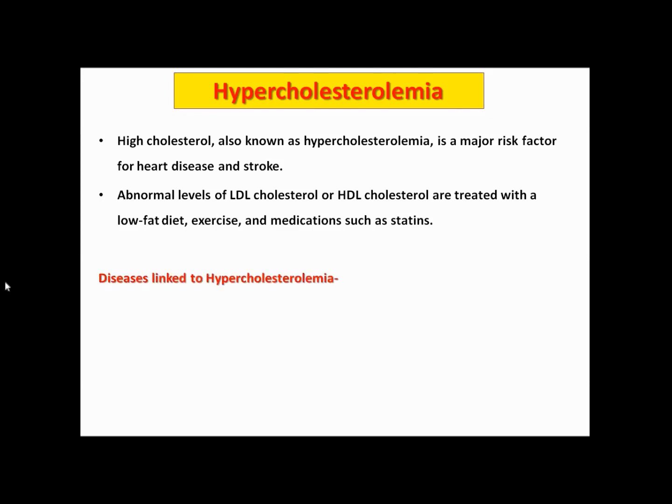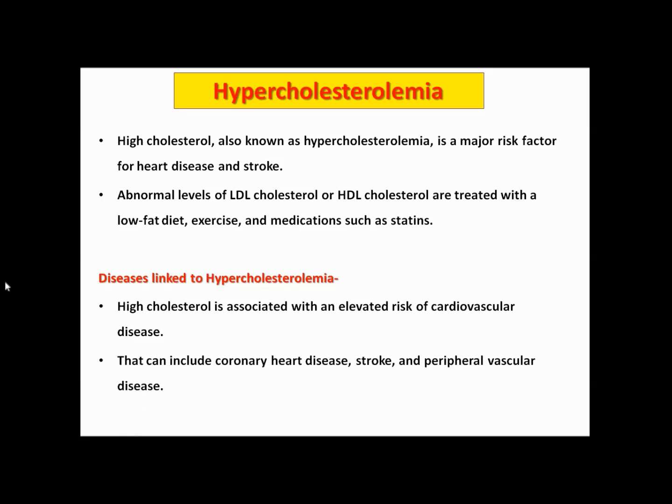Now, what are the diseases linked to hypercholesterolemia? There are different types of diseases linked with hypercholesterolemia. Basically, a high cholesterol level in the blood increases the chances of cardiovascular disease first. This cardiovascular disease can include heart disease. You may suffer from stroke. Sometimes you may also get peripheral vascular diseases. Moreover, high cholesterol has also been linked to diabetes as well as high blood pressure.